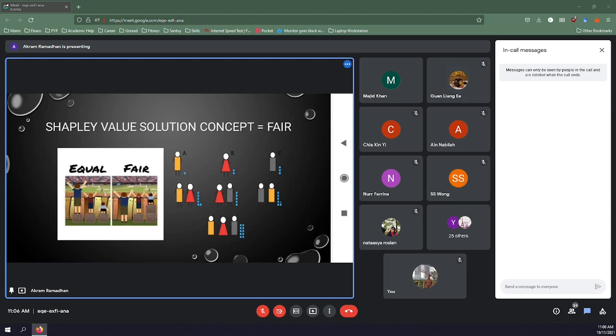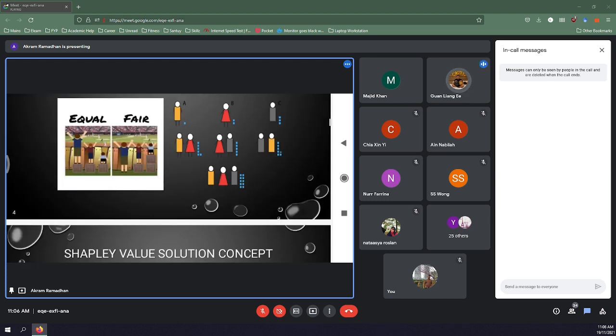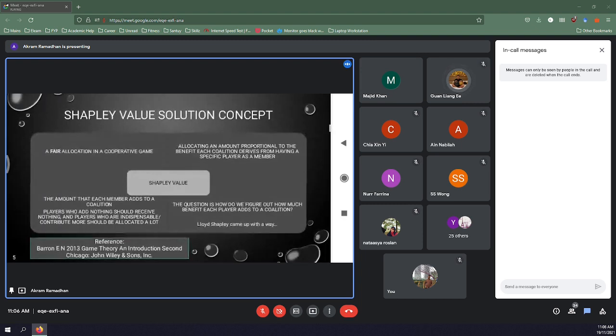In the figure, there are persons A, B, and C. We can see that if they cooperate together, they can have more. We call it a payoff, or benefits. So here is a simple explanation of the Shapley value solution concept. I will share my paper after this, but I just want to make it clear about the Shapley value solution concept. It's about fairness.